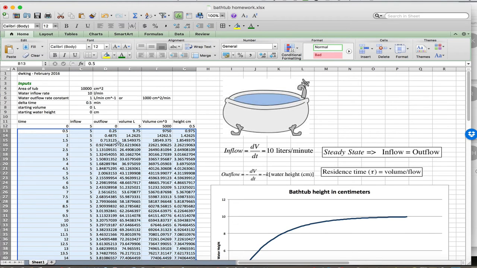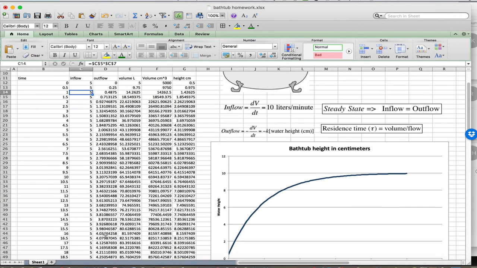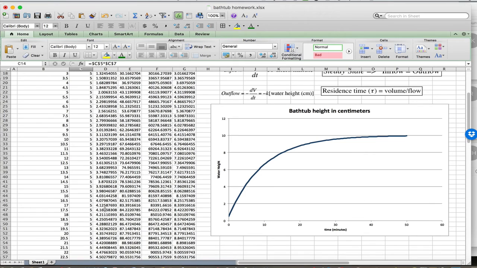And it's done. So notice now there's my time. My inflow is a constant. My outflow increases, and it's going to increase until it equals 5. And that's going to be the steady state condition. The steady state condition is when the inflow equals the outflow. You can see this asymptotically reaching 5.